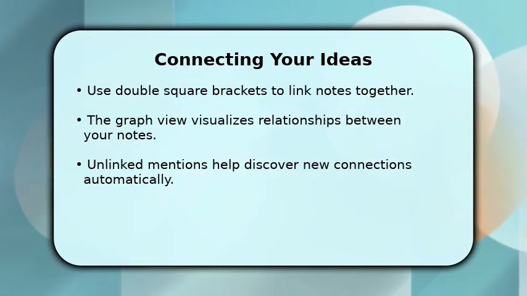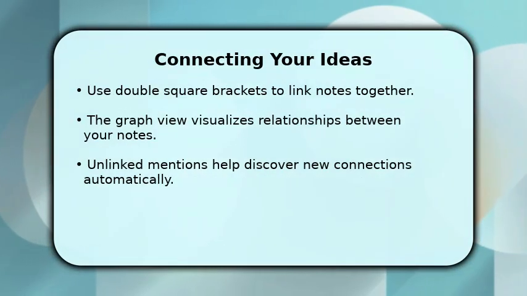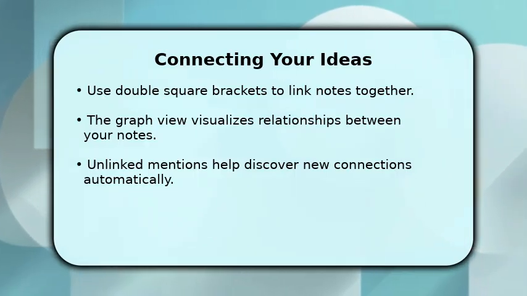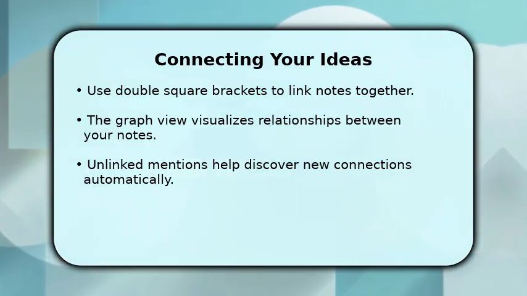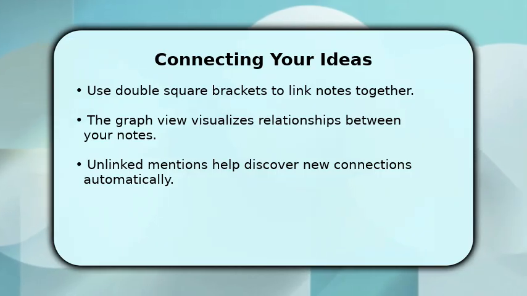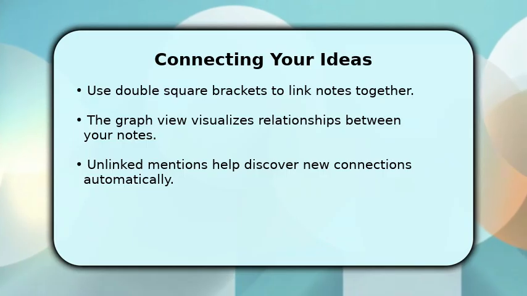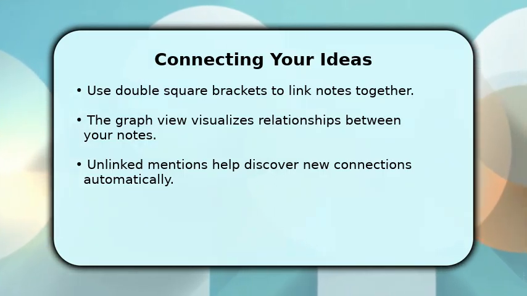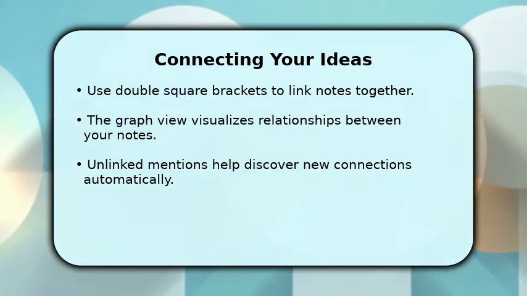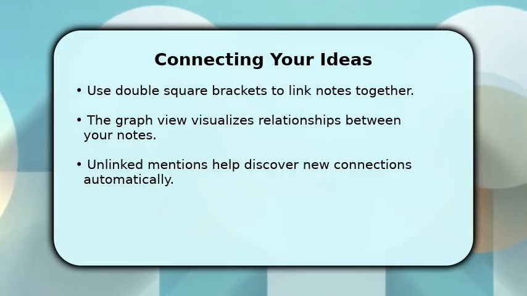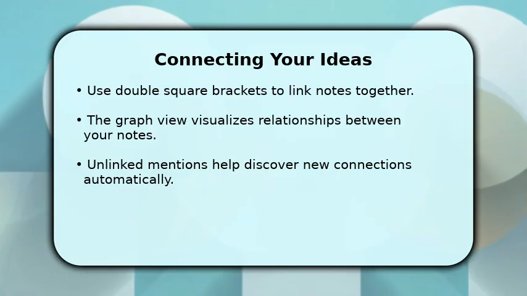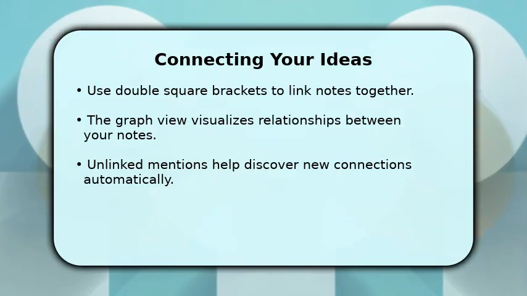One of Obsidian's most powerful features is its ability to link notes. Simply type 2 opening square brackets, then the name of the note you want to link, followed by 2 closing square brackets. This creates a bidirectional link, meaning both notes know about each other. The graph view then visually represents these connections, allowing you to see your knowledge network grow. Explore unlinked mentions to find potential new connections and enrich your understanding.